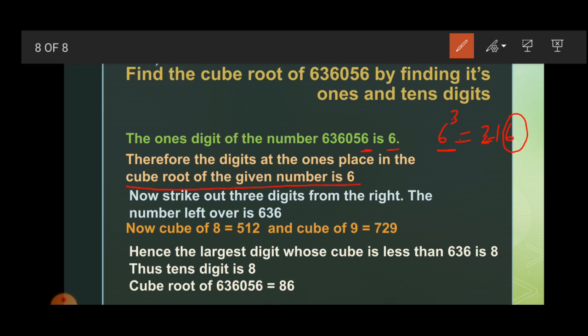Now strike out 3 digits from the right. The number left over is 636. Now the cube of 8 is 512 and the cube of 9 is 729. 512 is less than 636 and 729 is greater than 636. So the largest digit whose cube is less than 636 is 8. Thus the tens digit is 8. The cube root of 636056 is 86.